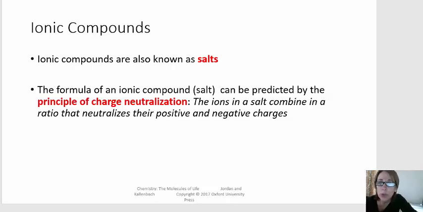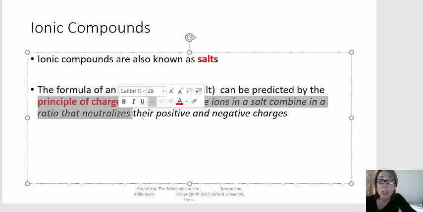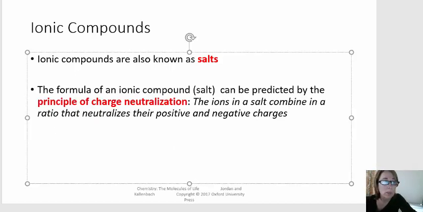Ionic compounds are also known as salts, and one of the skills that you'll be expected to accomplish is to determine the formula of an ionic compound or salt. And the way that you do that is you figure out the ratio of cation, or positively charged ion, to anion, or negatively charged ion, such that the overall charge is 0. And that's what your textbook calls the principle of charge neutralization.